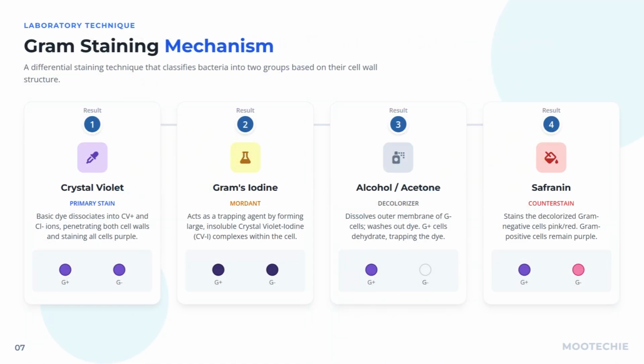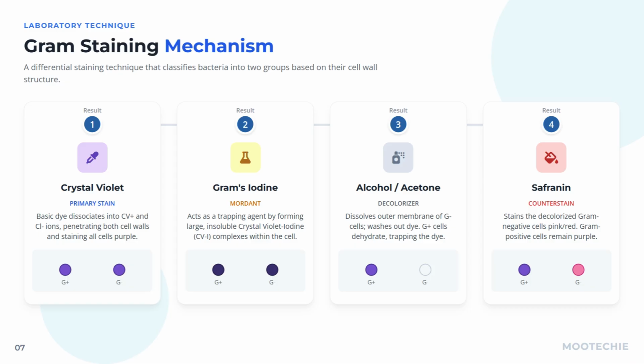Laboratory technique. Gram staining mechanism. A differential staining technique that classifies bacteria into two groups based on their cell wall structure. This is one of the most important and enduring techniques in all of microbiology. It's a simple series of steps that reveals a world of difference.